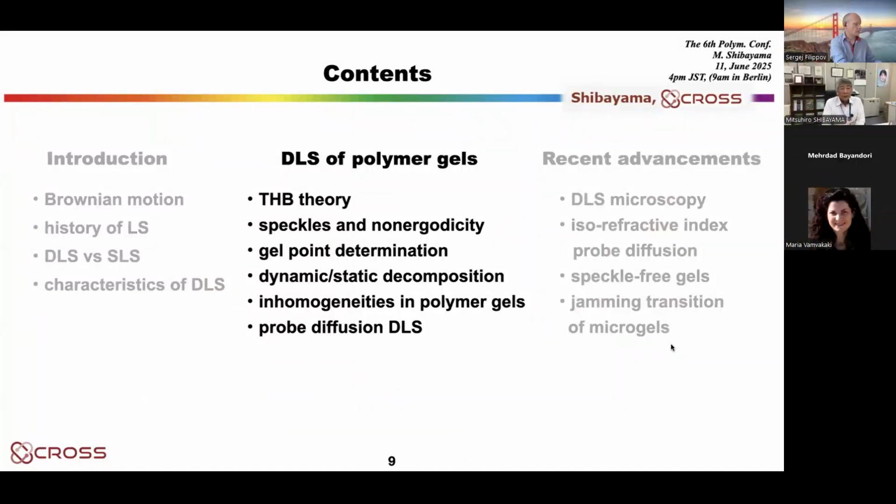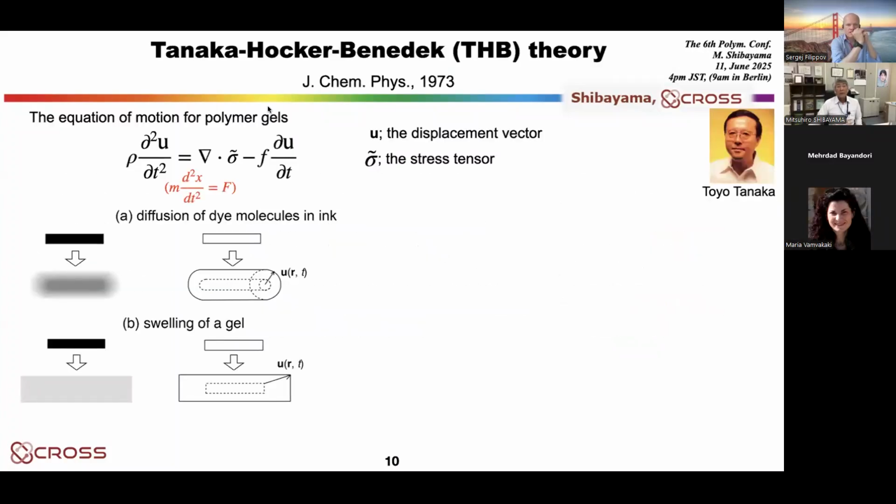Okay, so much for the introduction. Let me move to one of the main parts, which is dynamic light scattering of polymer gel. Here, I'm discussing the Tanaka-Hocker-Benedek theory, speckle non-ergodicity, gel point determination, dynamic static decomposition, inhomogeneities in polymer gels, and probe diffusions. So this shows the Tanaka-Hocker-Benedek theory.